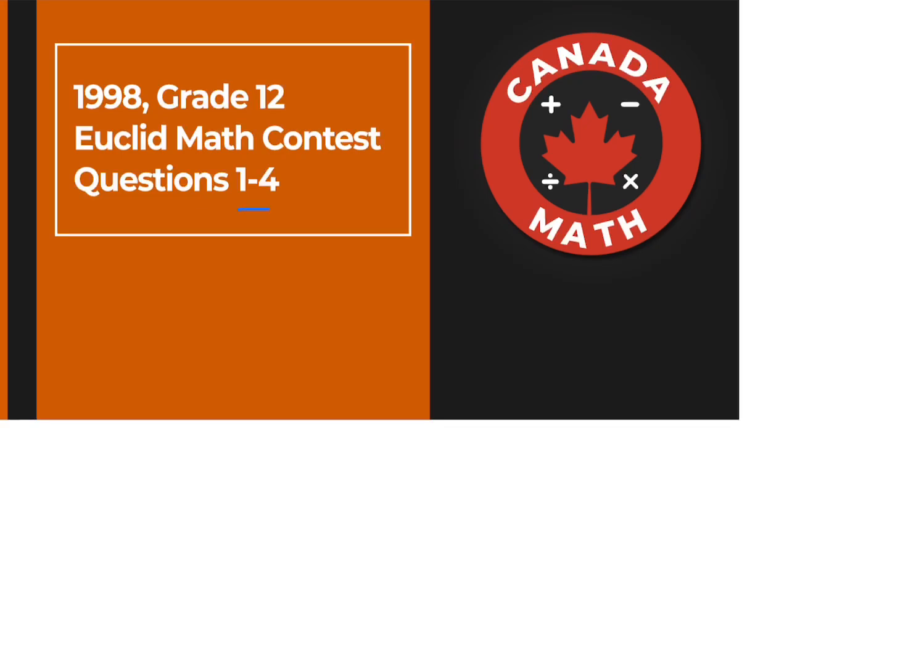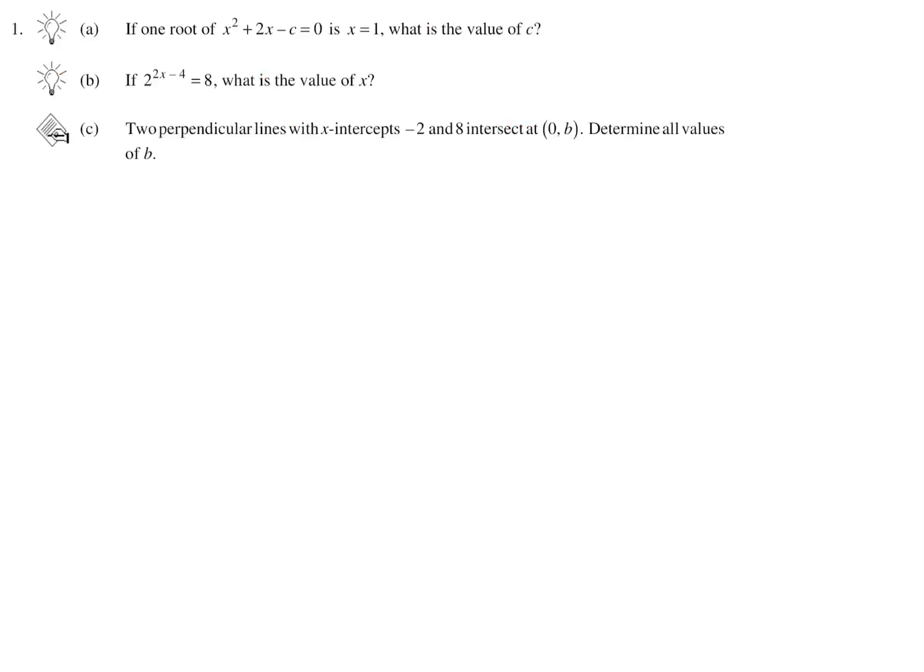Questions 1 through 4 of the 1998 grade 12 Euclid math contest is what I will explain in this video. Question number 1a. If 1 root of x squared plus 2x minus c is 0, is x equals 1, what is the value of c?